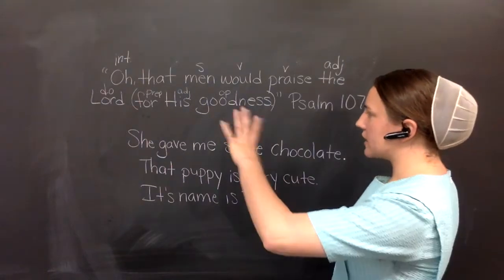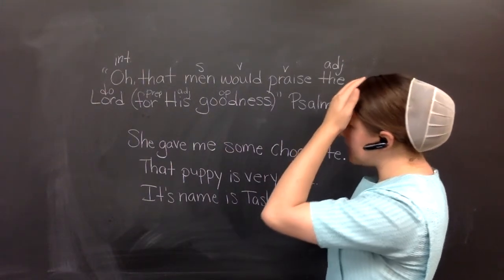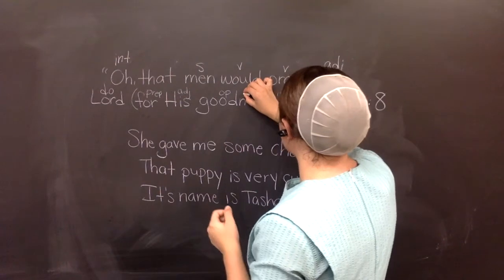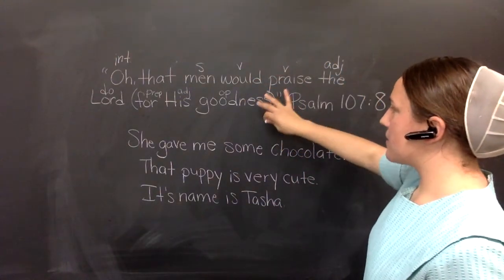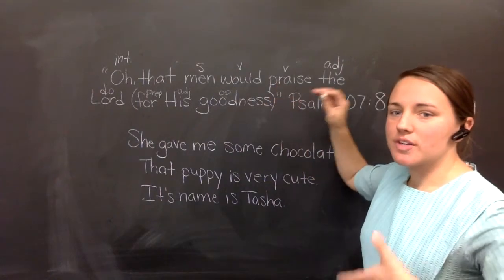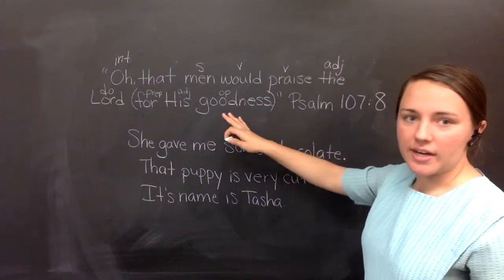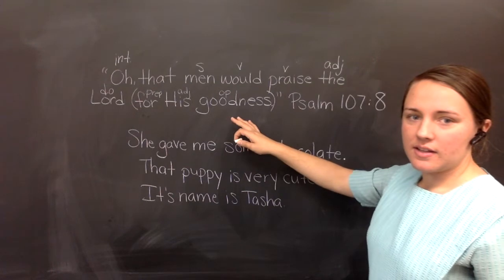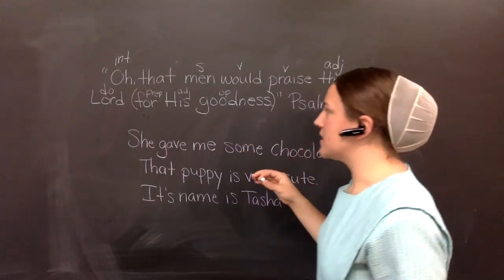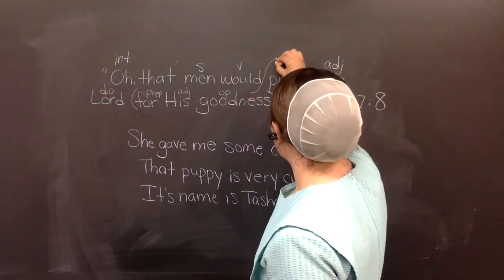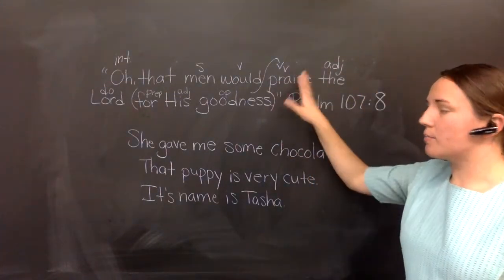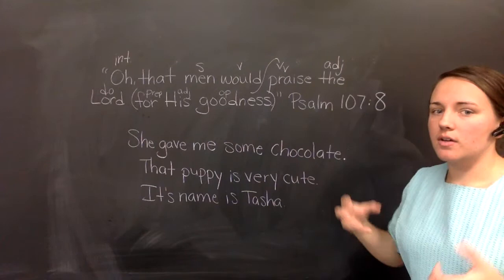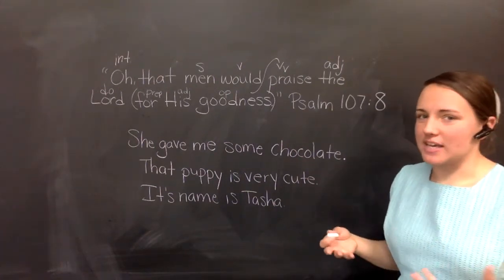Now, if you look at the full sentence, you can see that for his goodness is answering something about praising, right? Because we're going to praise for his goodness. Okay? So let's just draw an arrow here to remind us that for his goodness is talking about praise, something about how they would, what they're praising.